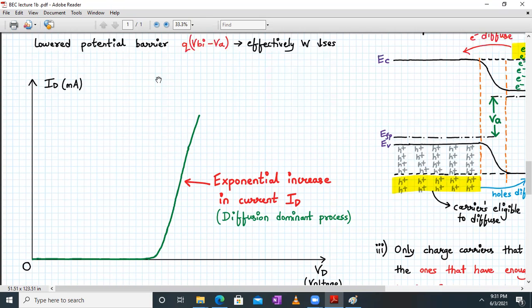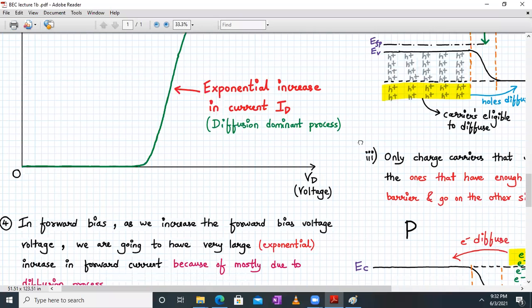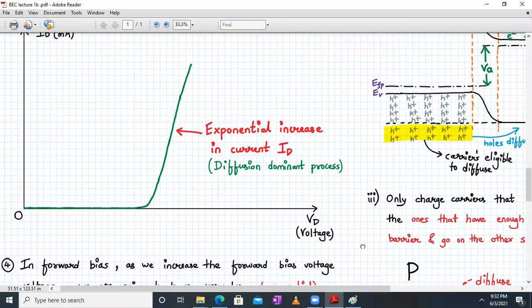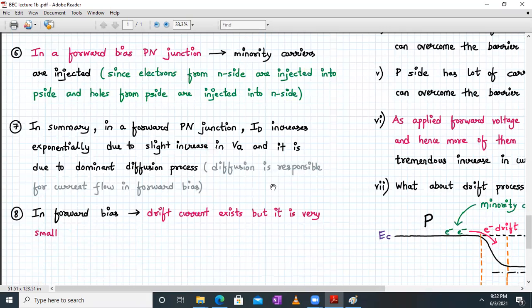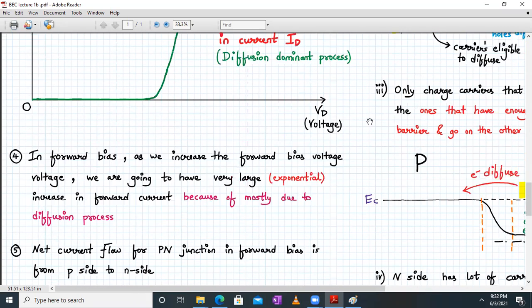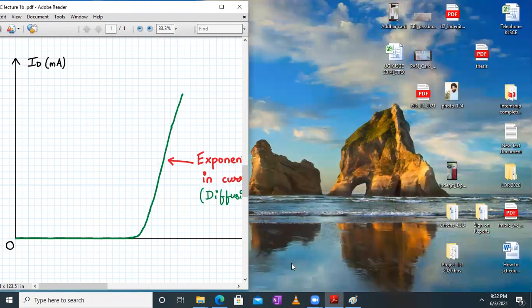So the entire study, whatever we have discussed, leads to this diagram. In a PN junction, if you increase the applied forward voltage, there will be a tremendous increase in the diode current, which will be in milliamperes for the silicon diode. So I think this was all about this PN junction. In forward bias, we have seen the energy band diagram, and we have seen the end result in terms of the characteristics. Now I want to show you one more thing.